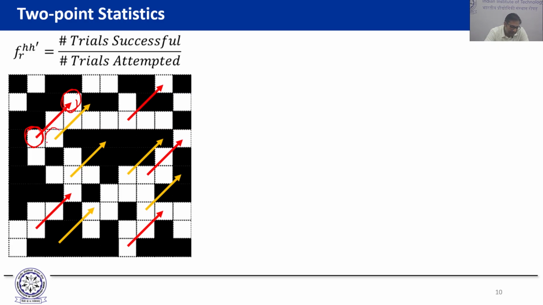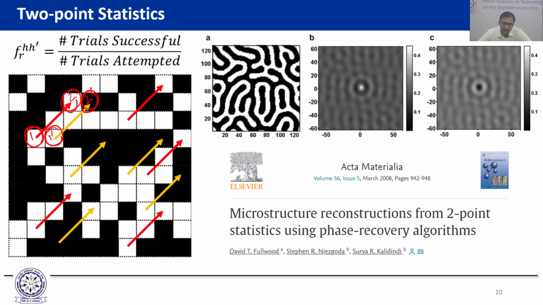If I use this cell as a reference cell and then move along the direction of the yellow arrow, I am basically moving the same distance, but I am reaching another cell which is a black cell and not a white cell. So the correlation between cell 1 and cell 2, and cell 1 prime and cell 2 prime, is now going to be different. If we start doing this type of correlations, we can actually capture the spatial distribution of different phases throughout the microstructure. And this is one of the very important things that the 2-point statistics will capture.